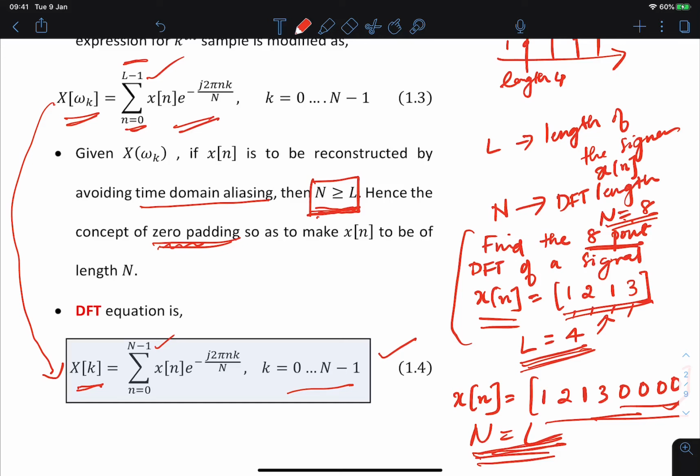That is the basics of DFT. That is all for today, and thank you.